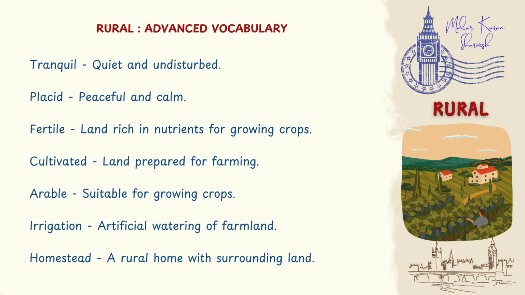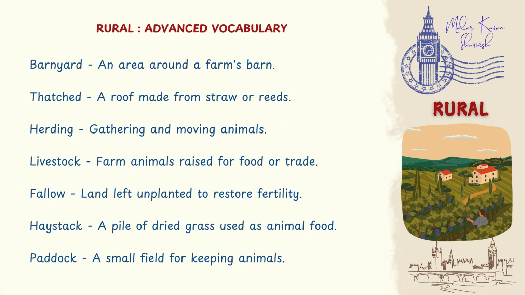Fertile, land rich in nutrients for growing crops. Cultivated, land prepared for farming. Arable, suitable for growing crops. Irrigation, artificial watering of farmland. Homestead, a rural home with surrounding land. Barnyard, an area around a farm's barn.